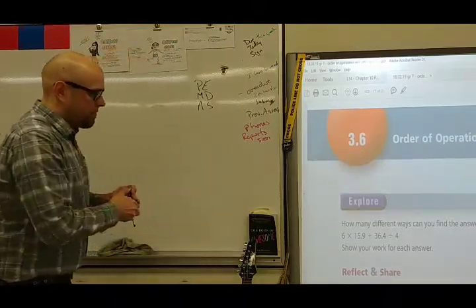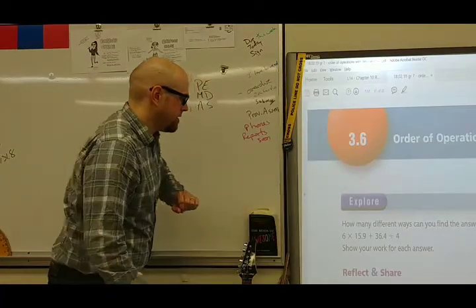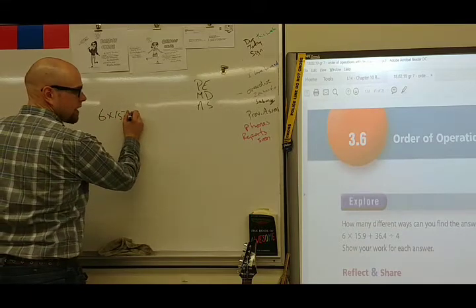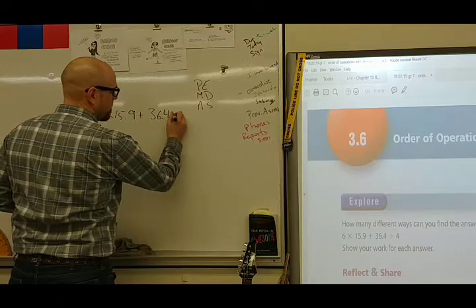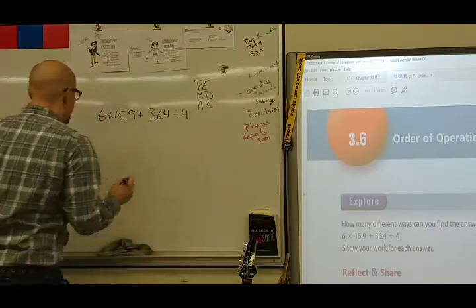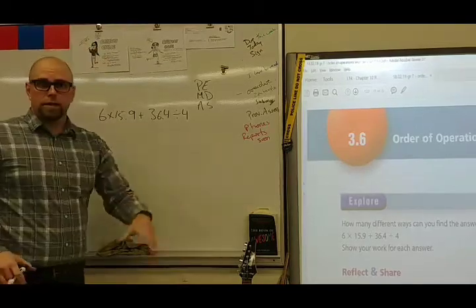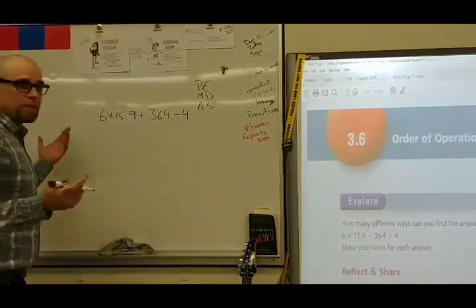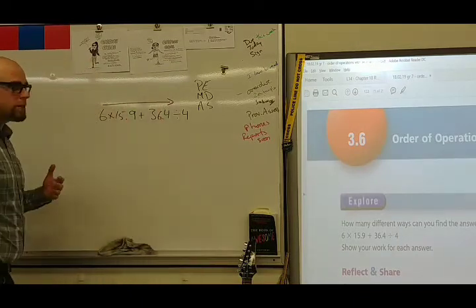Now this question at first says how many different ways can you find the answers for this expression. So let's take a look at what that is. That's 6 times 15.9 plus 36.4 divided by 4. The classic thing, Johnny's going to go left to right. He's been taught to write that way. He's been taught to do his math that way. So he's going to take it down the same way he's always known.